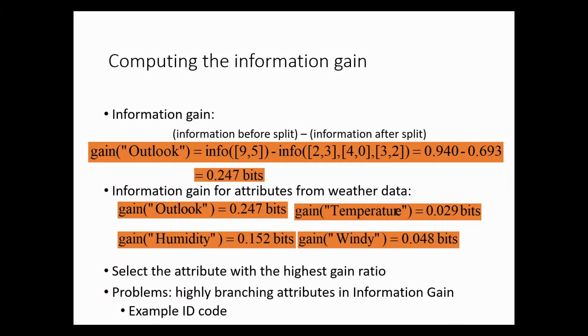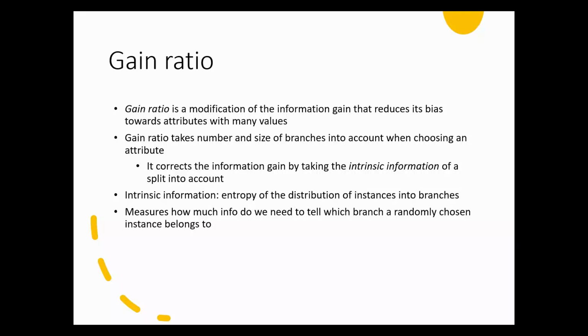But there are other measurements for how you may calculate this. There are many others because there are various issues with information gain. To accommodate that, there's a measurement called gain ratio. It modifies the information gain and reduces the bias. It takes the number and size of the branches into account when choosing the attribute, and corrects the information gain by taking the intrinsic information of a split into account.